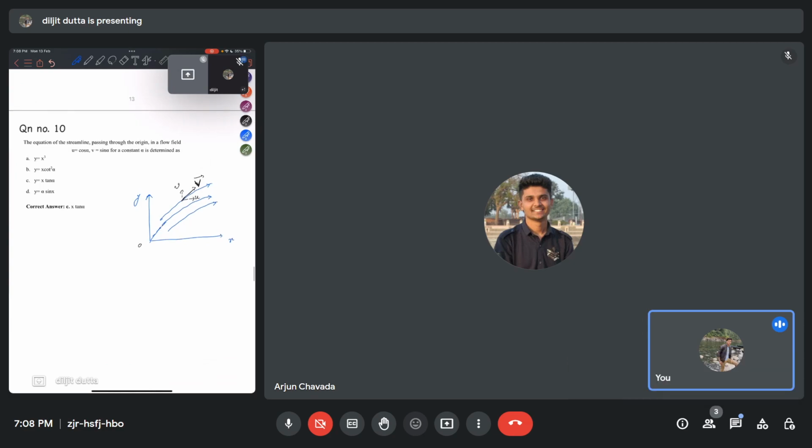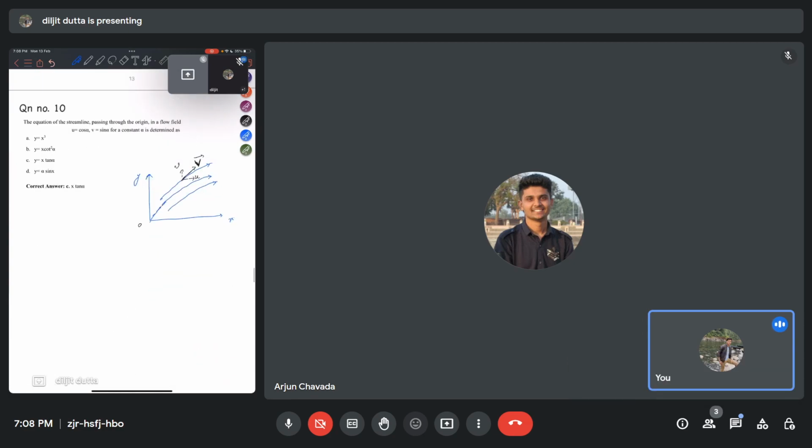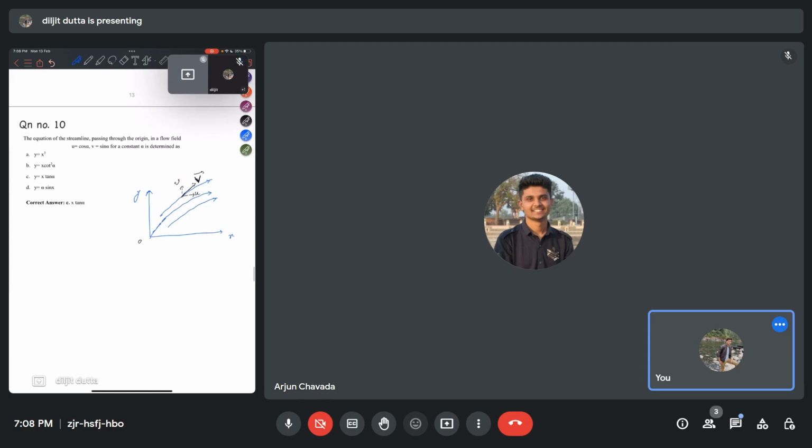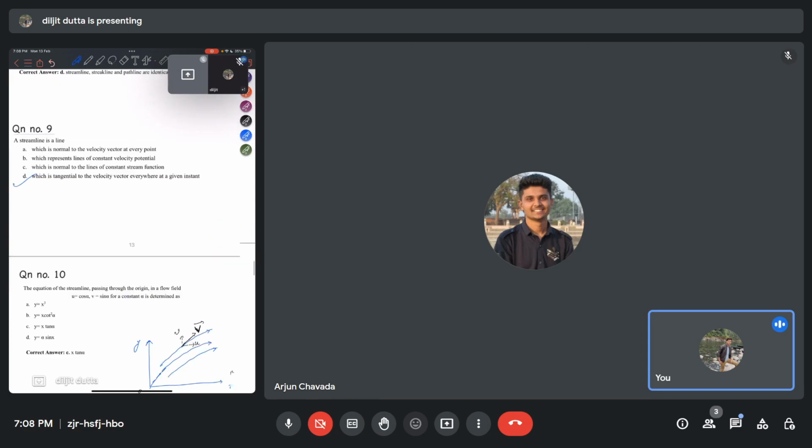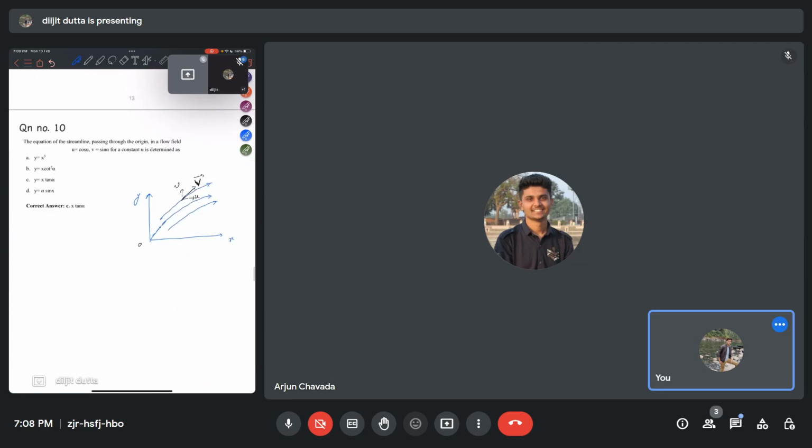Okay, so we'll solve one or two questions based on streamline. So how to get the equation of streamline? Determine the equation of a streamline passing through the origin in a flow field u equal to cos alpha, v equal to sin alpha for a given constant alpha. Suppose we have taken this streamline that is passing through the origin. So this is the velocity vector capital V, small v is the velocity component in y, and u is the velocity component in x.